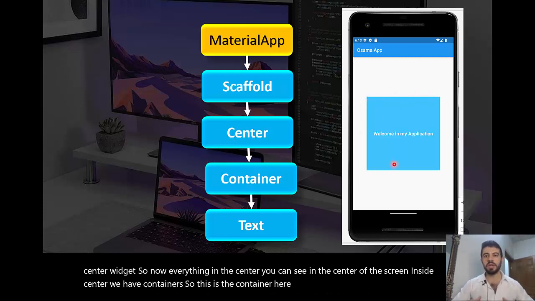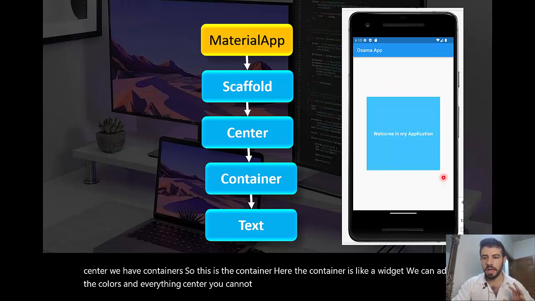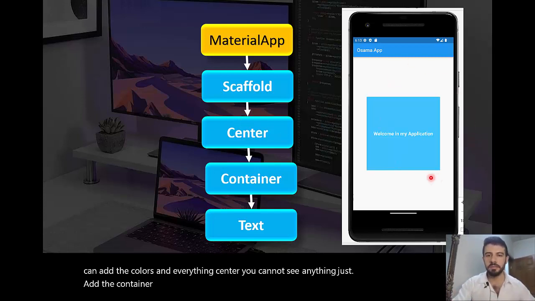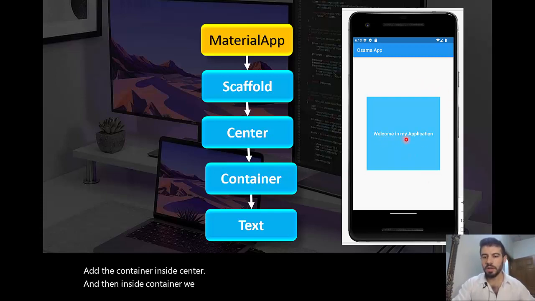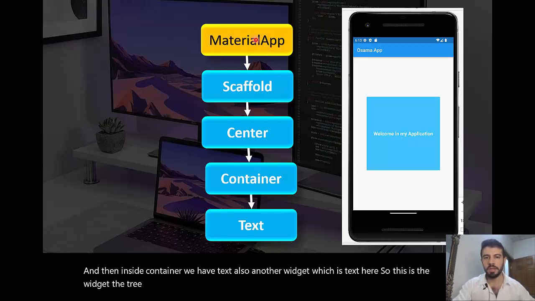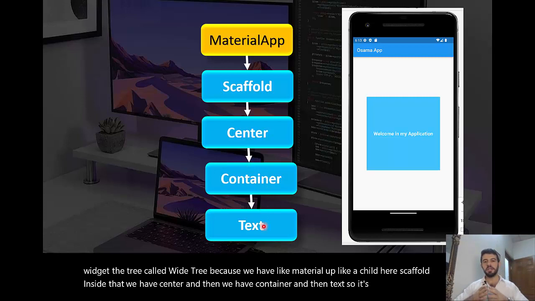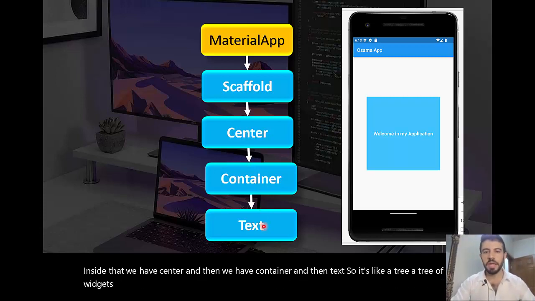The container is a widget where you can add colors and everything. Center, you cannot see anything, so just add the container inside center. And then inside container we have text, another widget. This is called the widget tree, because we have the material app with a child, scaffold. Inside it we have center, then container, and then text. So it's like a tree of widgets. Just remember that you have material app and so on.